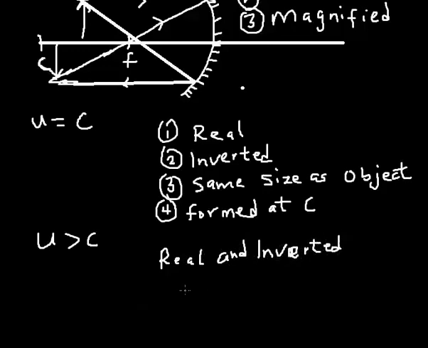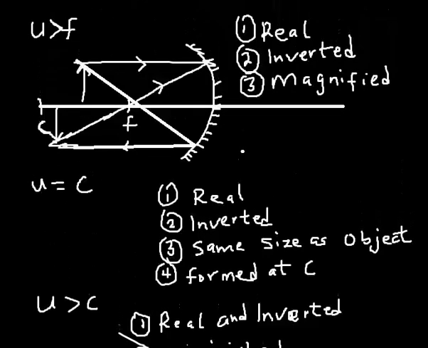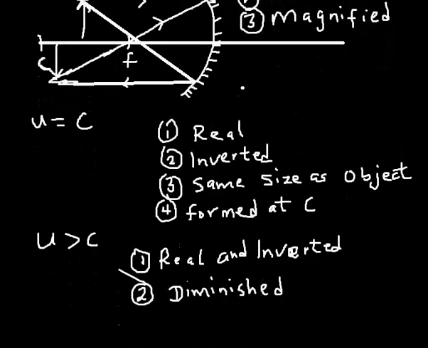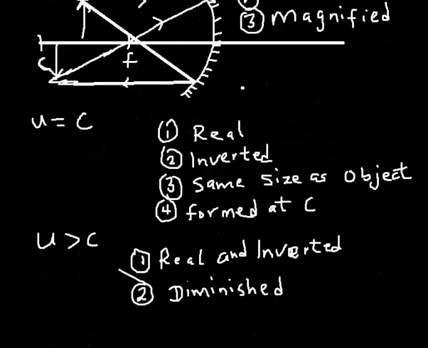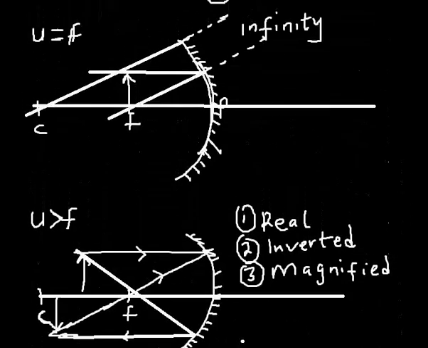Okay, but there's something worth noting about that image. When you go beyond C, the image is less than the object, so the image is actually diminished because you are going far away from the mirror. So these are basically the characteristics of the image formed by a curved mirror. This instance is for a concave mirror.